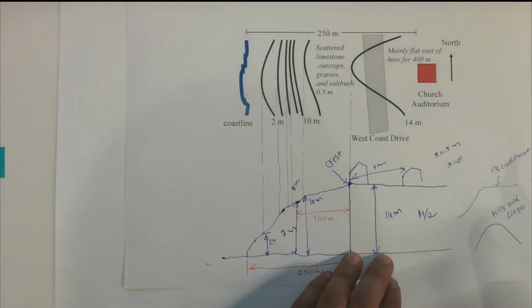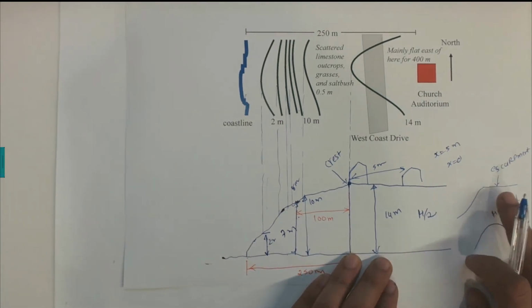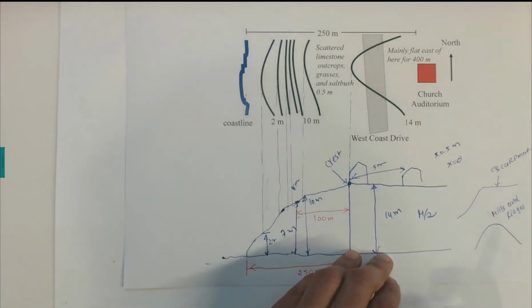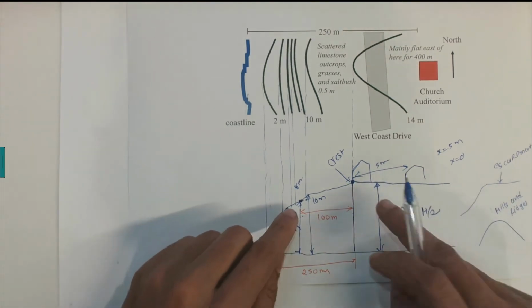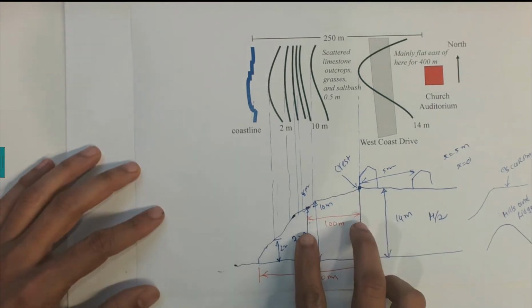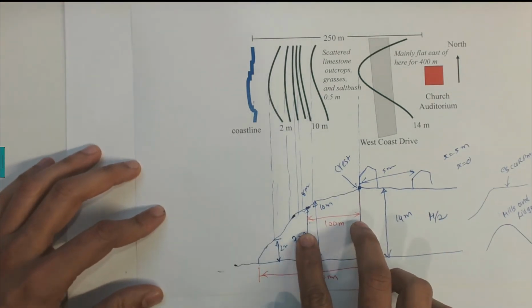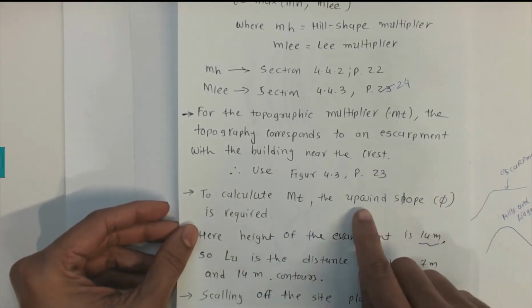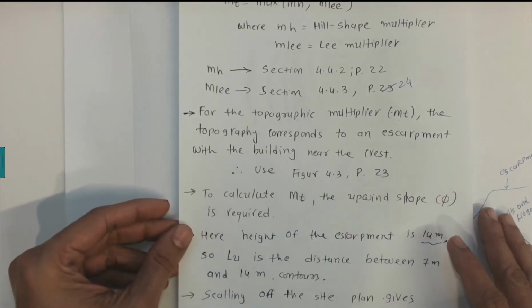So there are two cases. In our example, it's given in this scenario. So we have this horizontal distance come into the picture. Now the question is saying that we can say LU is 100 meters. Now to calculate the MT, we need to calculate the upwind slope s that we're going to calculate.